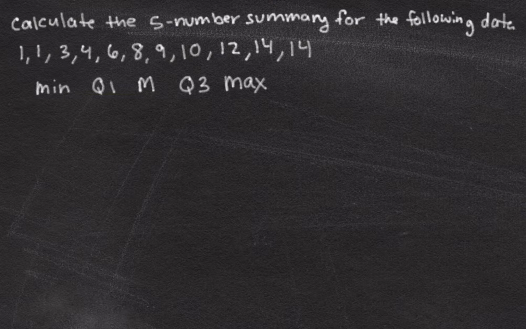Okay, so the minimum and maximum, those ones are easy to just skim through our data and find. We can see that the minimum is 1, the smallest number in our data set. The maximum is 14, the largest number in our data set. For the other ones, Q1, median, and Q3, we have to divide up our data into what we call quartiles. So when you think of quartiles, think of dividing up your data into quarters or dividing it up into fourths.